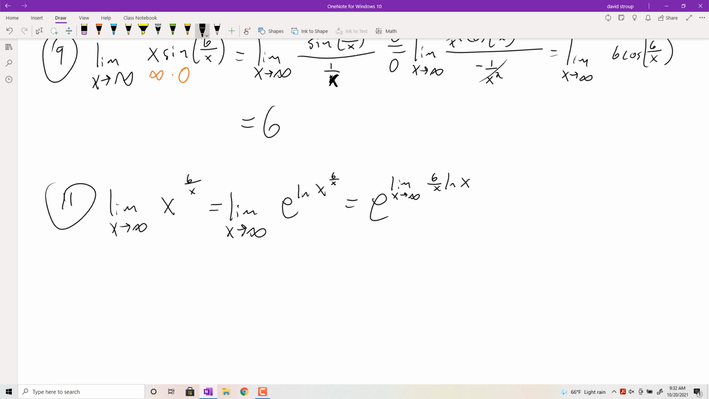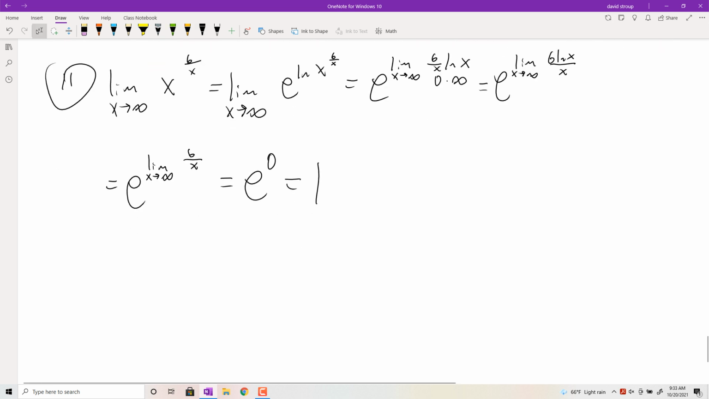As x goes to infinity, 6 over x will go to 0. ln of x will go to infinity, so I need to rewrite that as a fraction. So I have e to the limit as x goes to infinity. It's pretty easy this time. It's just 6 ln x over x. Now you have infinity over infinity, so you can do L'Hopital's. e to the limit as x goes to infinity. In the numerator, I have 6 over x. In the denominator, I'll just have 1. Okay, so it will be 6 over x. As x goes to infinity, that will go to 0, and you'll just have 1 for your answer.